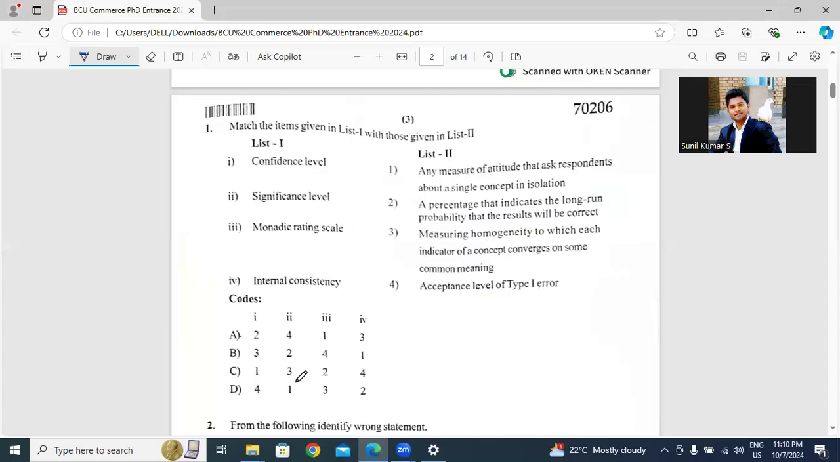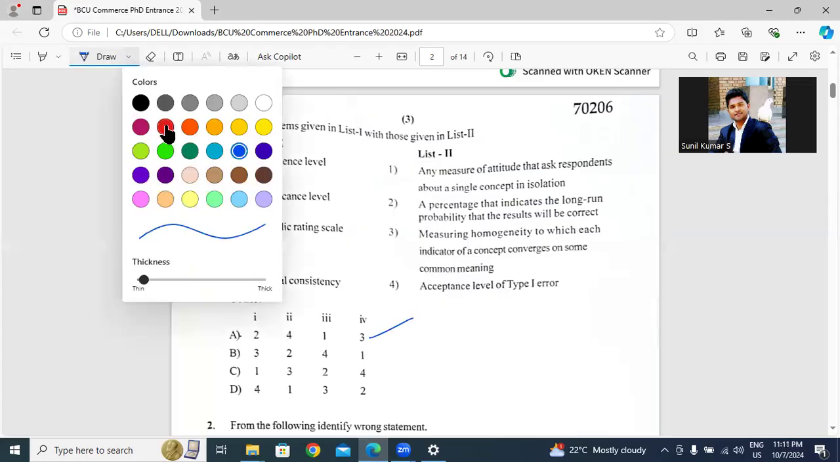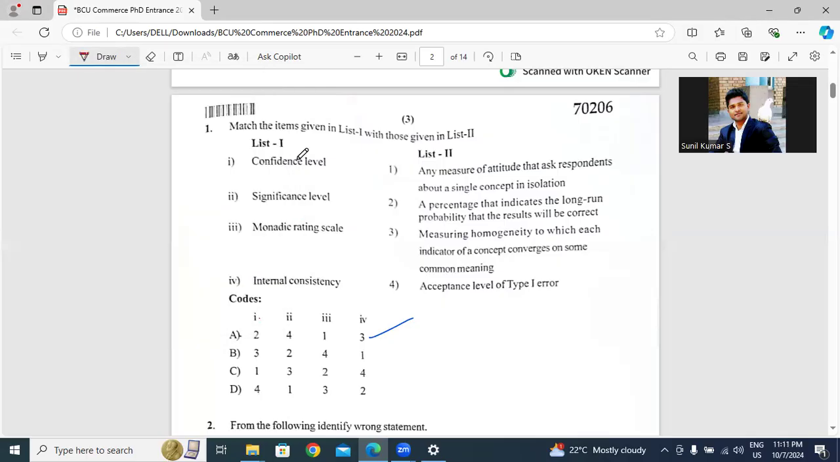So which code is the most correct one? Actually, code A is the correct one. Option A is correct. Why is option A correct? Because you can see here, it matches exactly. Confidence level means a percentage that indicates the long run probability that the result will be correct.